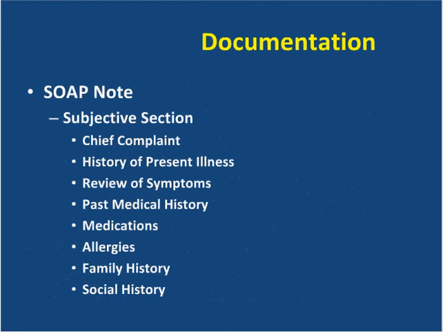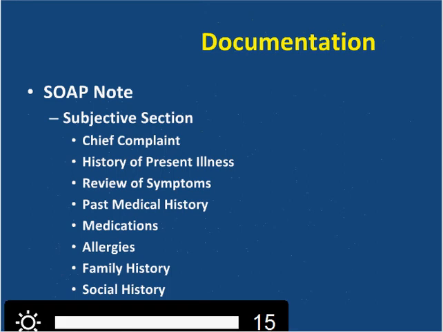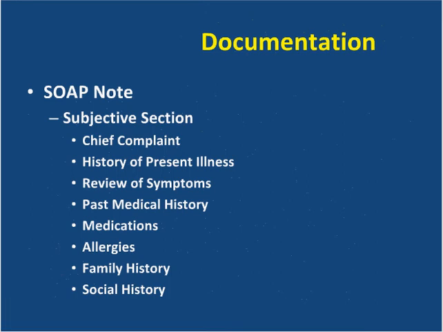When you document, you'll document using something called a SOAP note. And everything we've talked about in the history falls under the subjective section. So SOAP stands for subjective, objective, assessment, and plan. Subjective is the information that's given to you by someone else that you cannot directly verify with your own senses or measuring devices. And so that includes your chief complaint, history of present illness, review of systems, past medical history, medications, allergies, family history, and social history. Objective would be what you find on your evaluation. Assessment is what you think is going on, and plan is what you are going to do or what you did to take care of the patient.